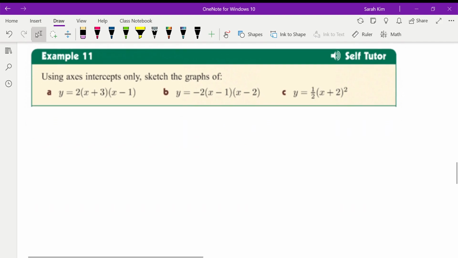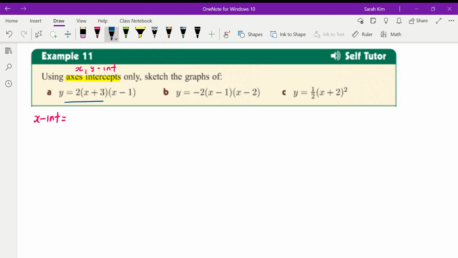So let's try example 11. Using axes intercepts only, meaning x-intercept, y-intercept, sketch the graph of. So I only want to know those things. I don't need to know every other coordinate, etc. So let's find those x-intercepts first.